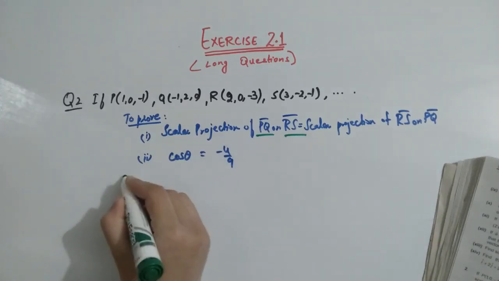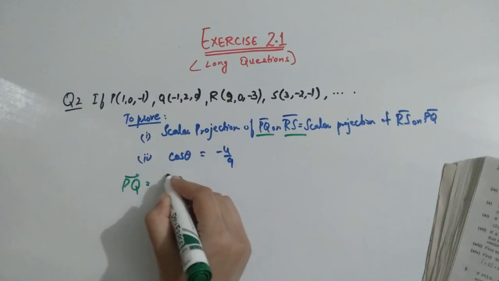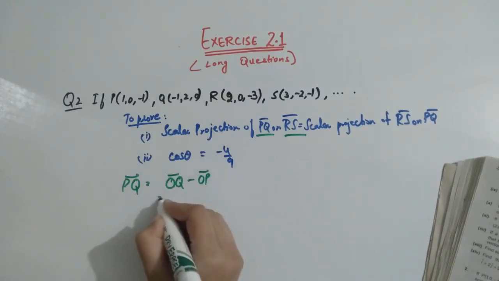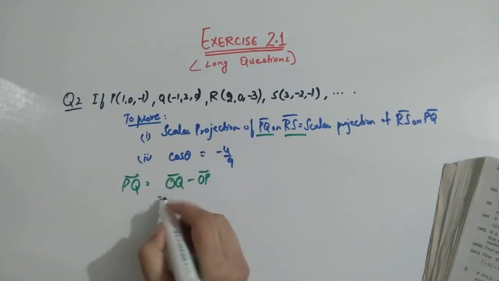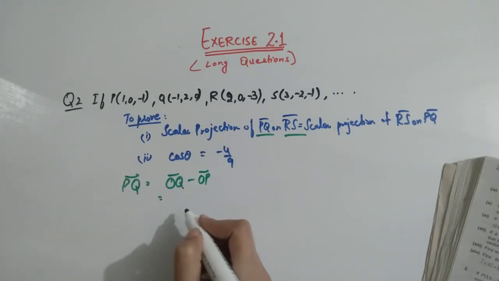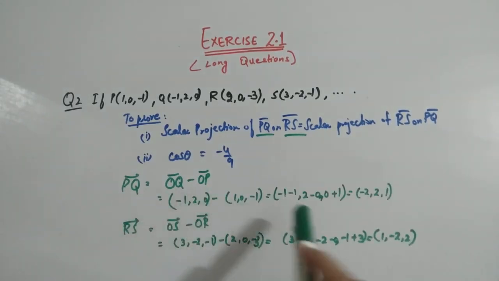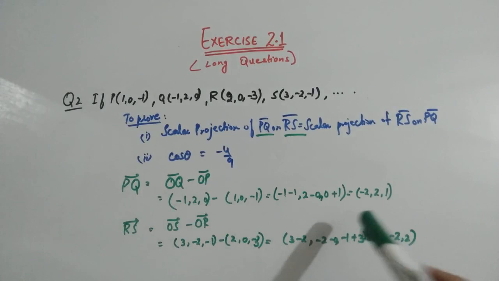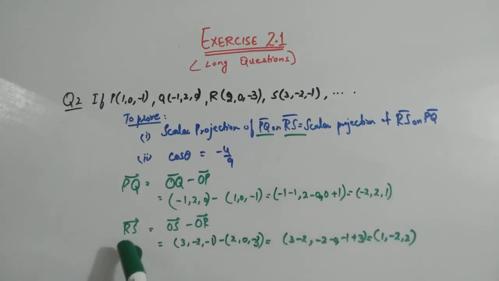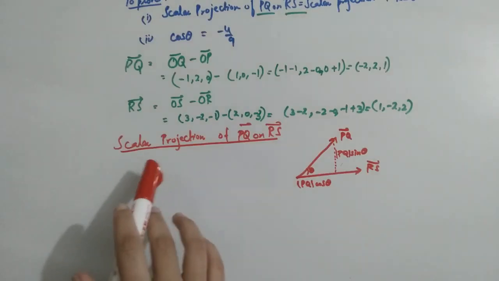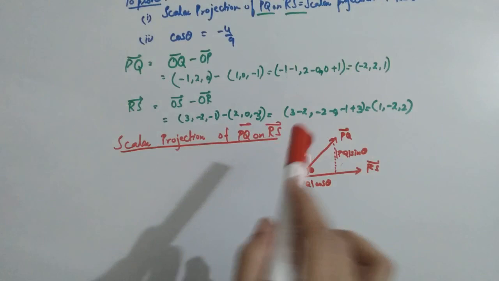So PQ equals OQ minus OP. You know that these are the position vectors of both. Putting values here and simplifying, you will get PQ equals minus 2i, 2j and 2k, and RS will be equal to i minus 2j plus 2k. Okay, now you have to first find the scalar projection of PQ on RS.